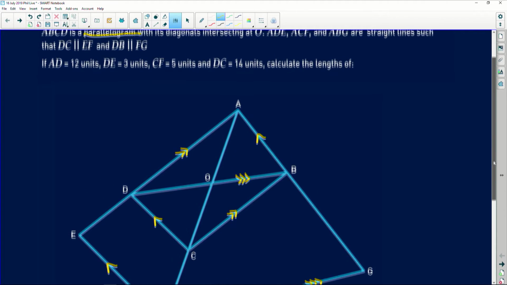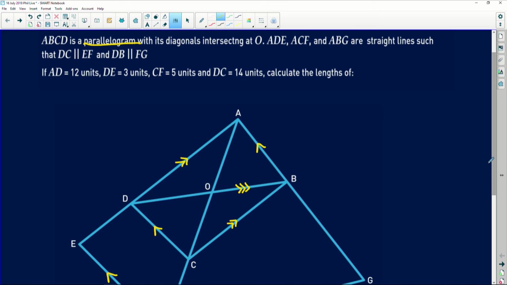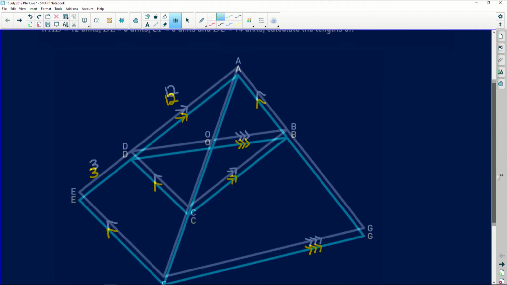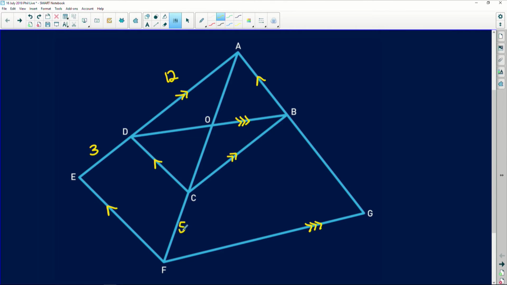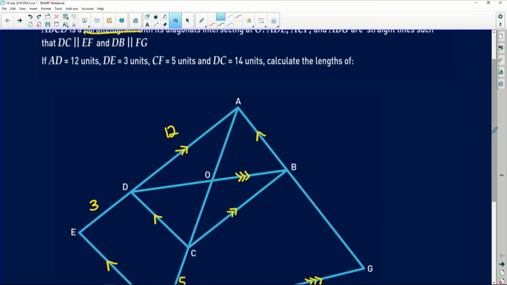Lastly, our little love letter says AD is equal to 12 units. So up here AD is 12 units, DE is 3 units, CF is 5 units. CF is down here, 5 units. And lastly, DC is 14 units.